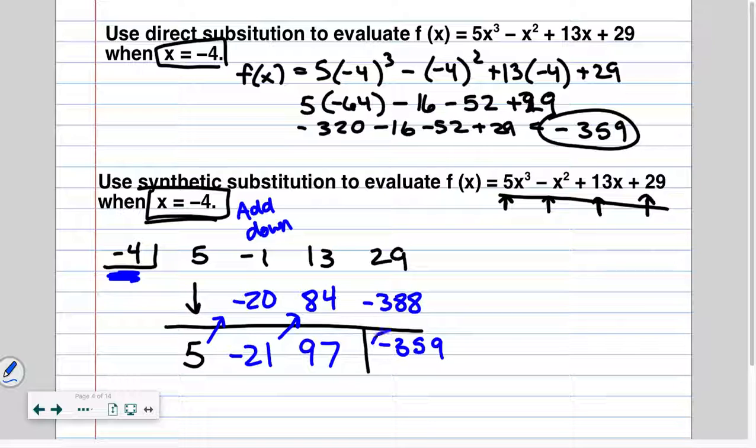Well, what do you notice ends up being in this box right here? It's this answer. So synthetic substitution allows us to set up this kind of way to solve the problem, and then our answer is in the box at the end. Okay? So this is synthetic substitution. Put the number that x is in the box.